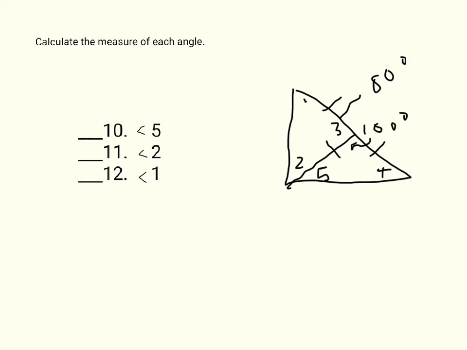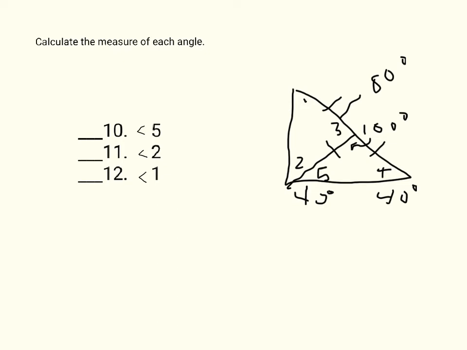We know that angle 4 and 5 are part of an isosceles triangle because this indicates these two sides are the same length, which means angle 5 and angle 4 have to be the same measure. This angle occupies 100 of the 180 degrees. 5 and 4 occupy the remaining 80, and they're the same size. So they're half of 80. So angle 5 must be 40 degrees, as is angle 4, 40 degrees.